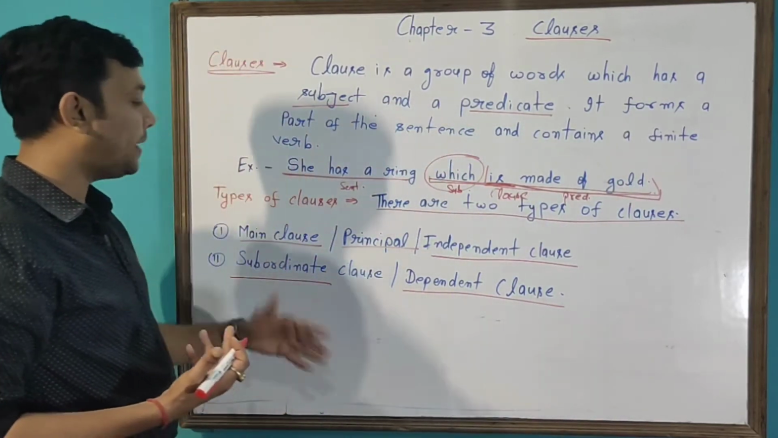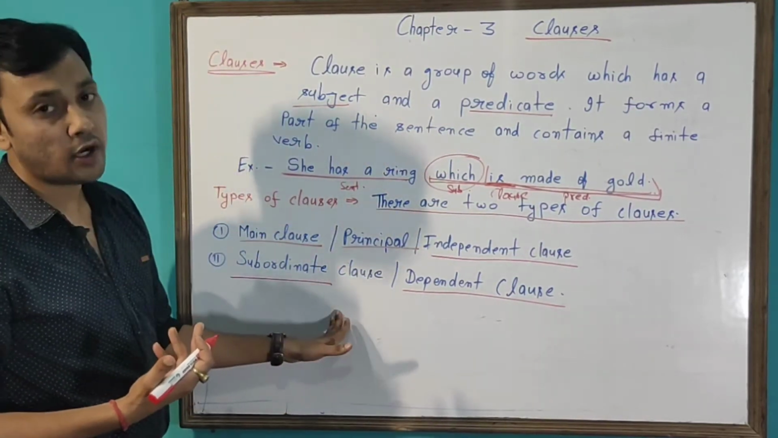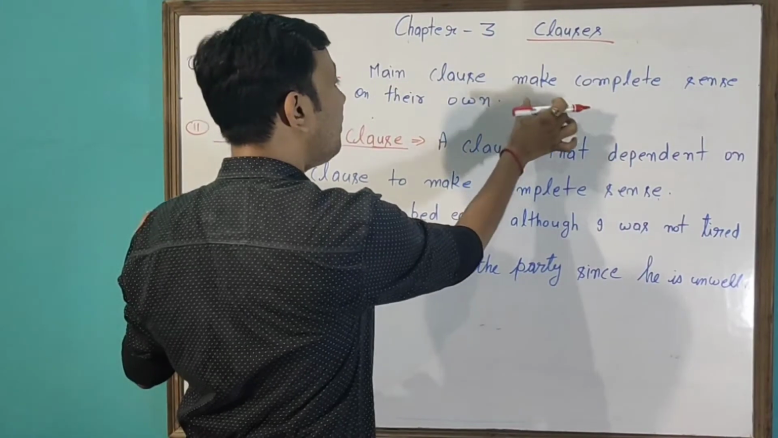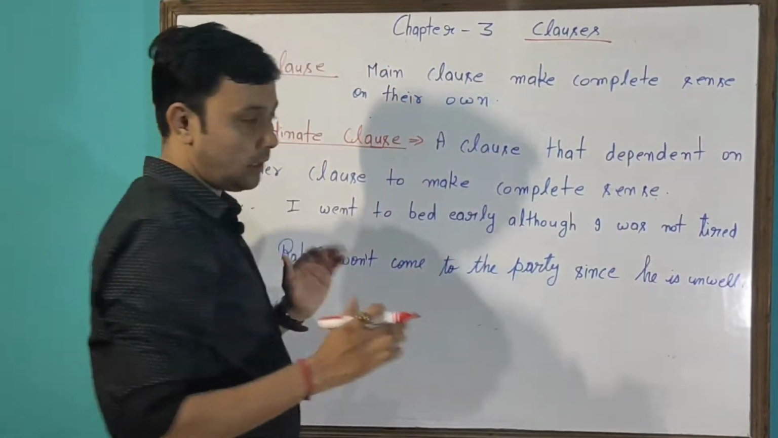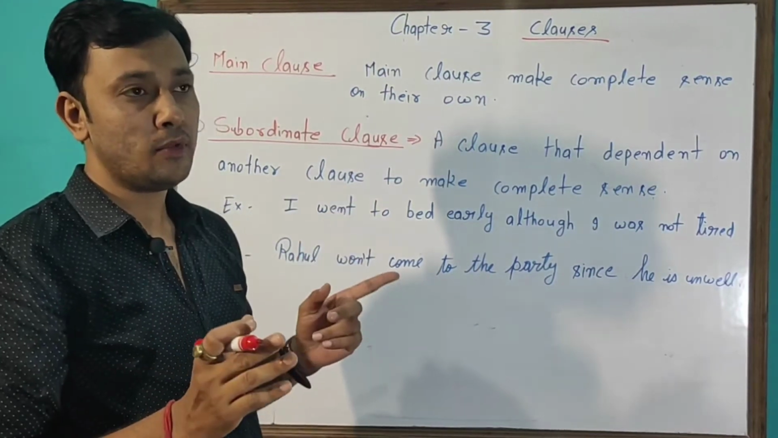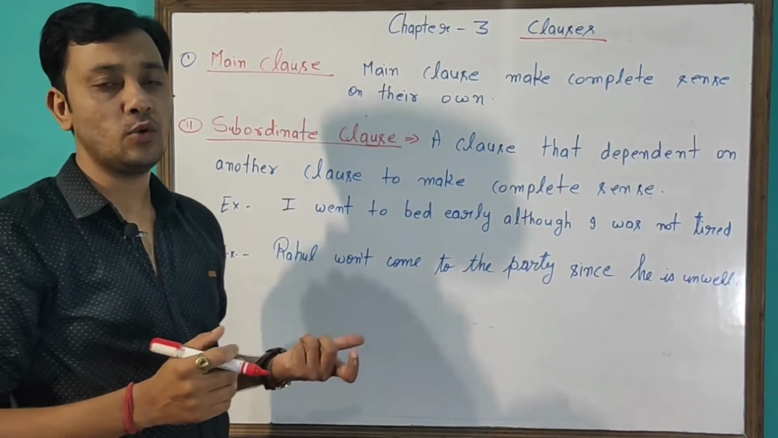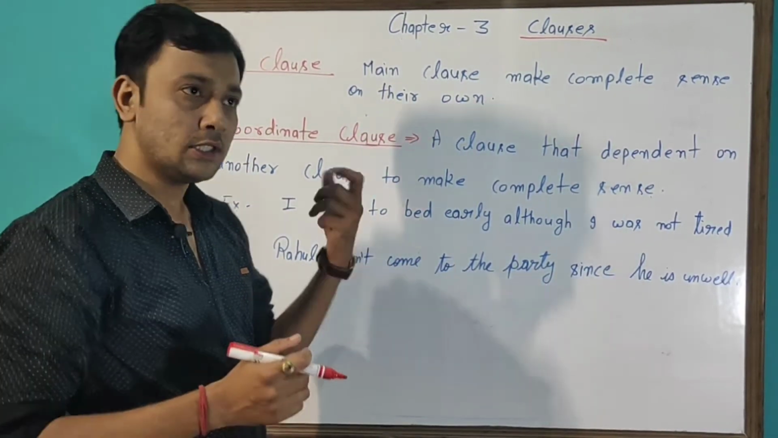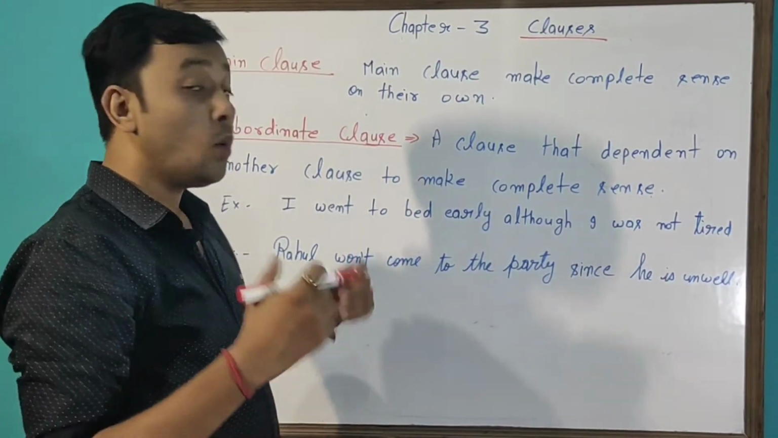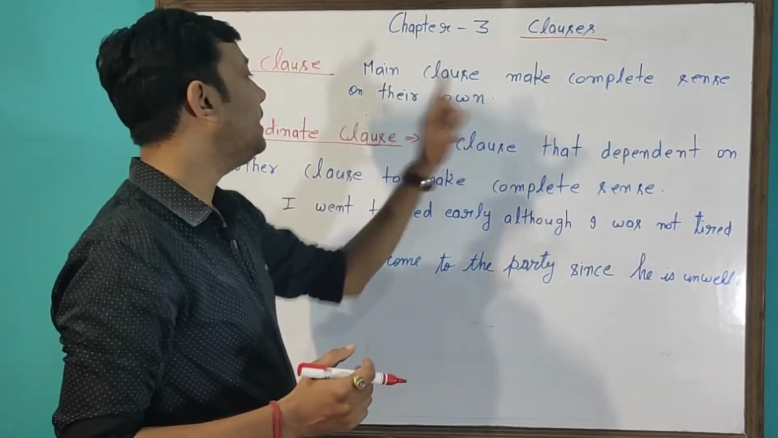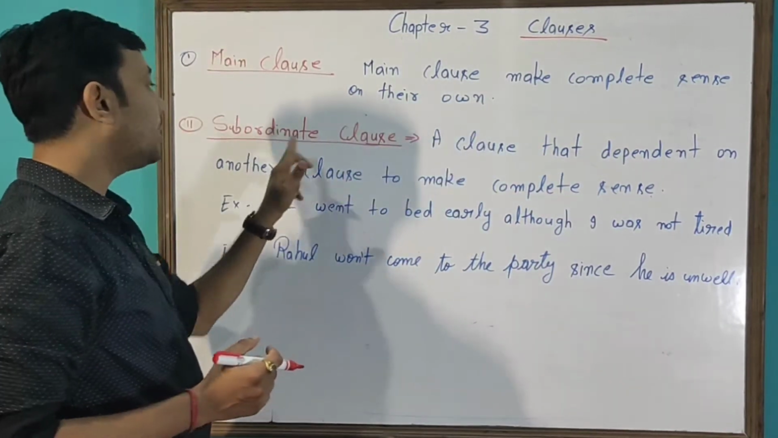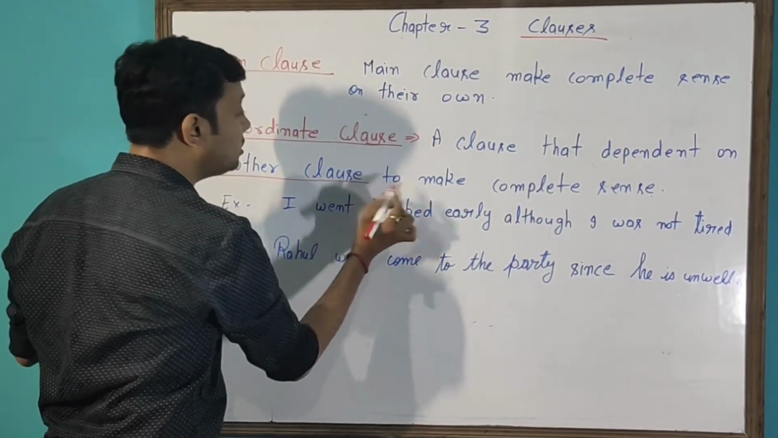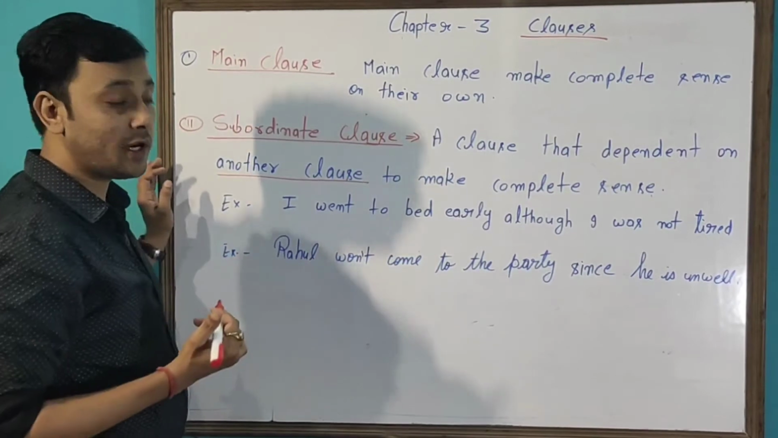Now I am going to explain what a main clause is and what a subordinate clause is. A main clause makes complete sense on its own. I told you, a sentence has two parts. The first part is known as the main clause and the other part is known as the subordinate clause. Main clause is also known as an independent or principal clause, and subordinate clause is also known as a dependent clause. Why? The main clause makes complete sense on its own, and a clause that depends on another clause to make complete sense is called a subordinate clause.